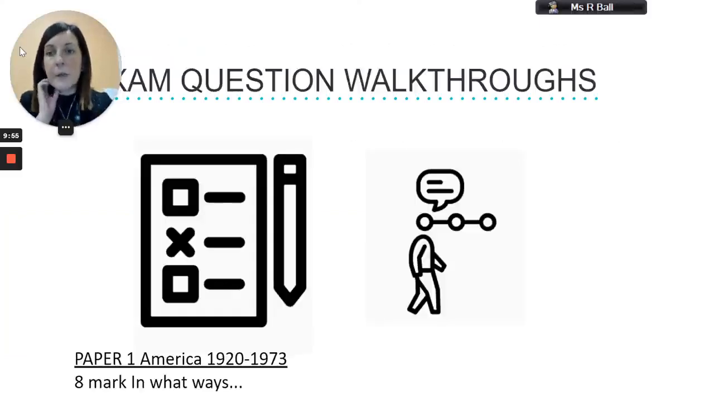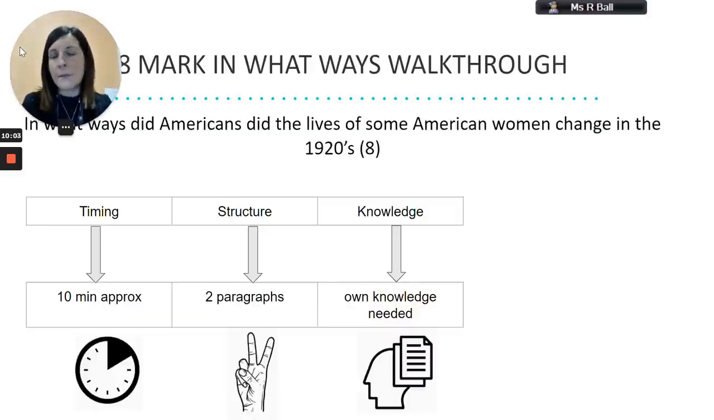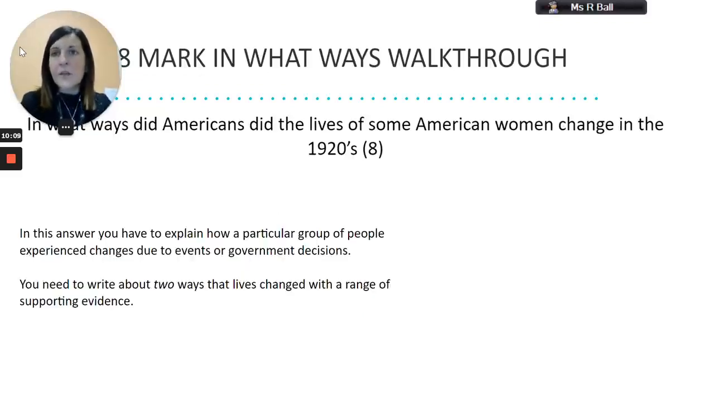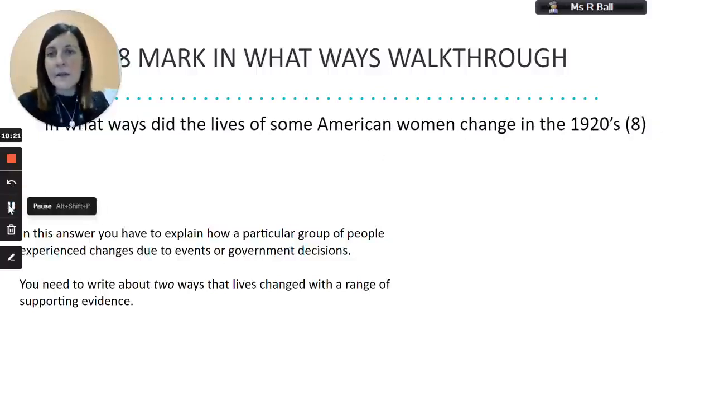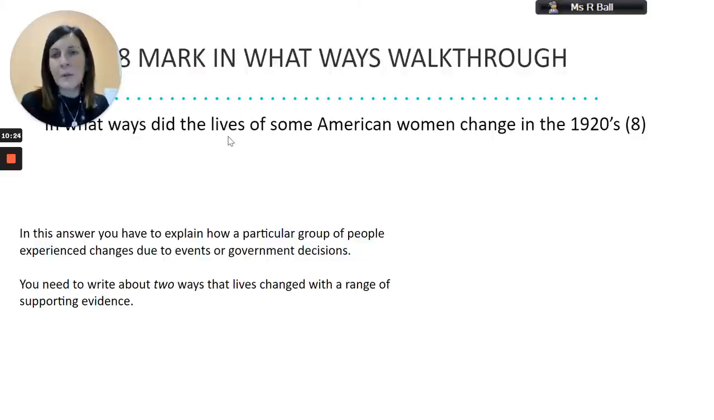The next question on the America topic is another 8-mark question, and it's an explain question where you're asked in what ways. Again, 10 minutes because it's 8 marks, 2 paragraphs, and you will need to use your own knowledge. So the example question here is, in what ways did the lives of some American women change in the 1920s? So in this answer, you will have to explain how a particular group of people experienced changes due to events or government decisions. And you'll need to write about 2 ways in which their lives changed. And you'll need to explain that with quite a bit of historical factual information.